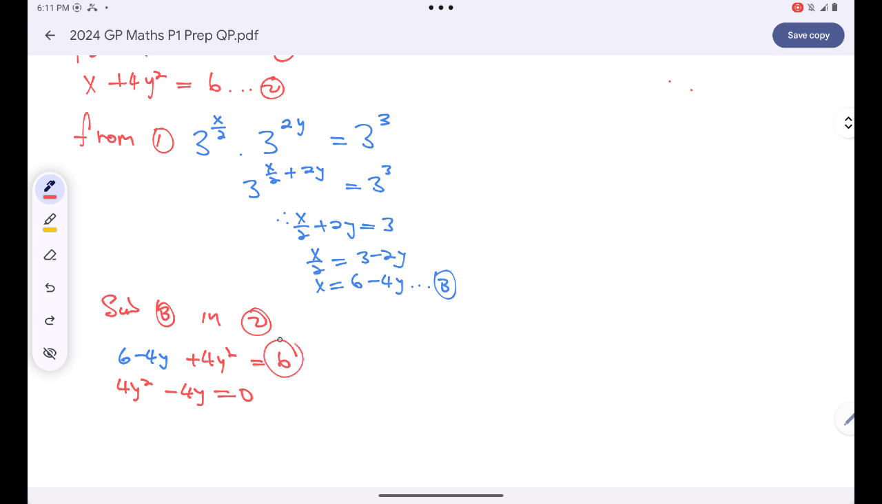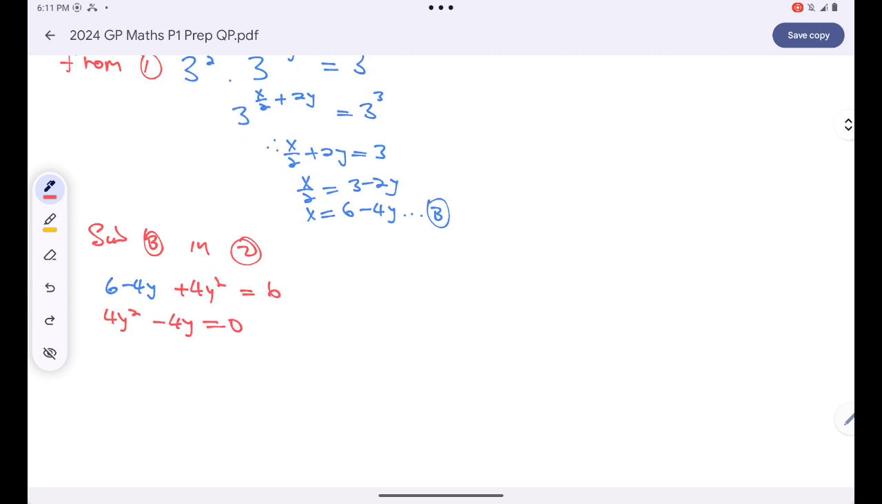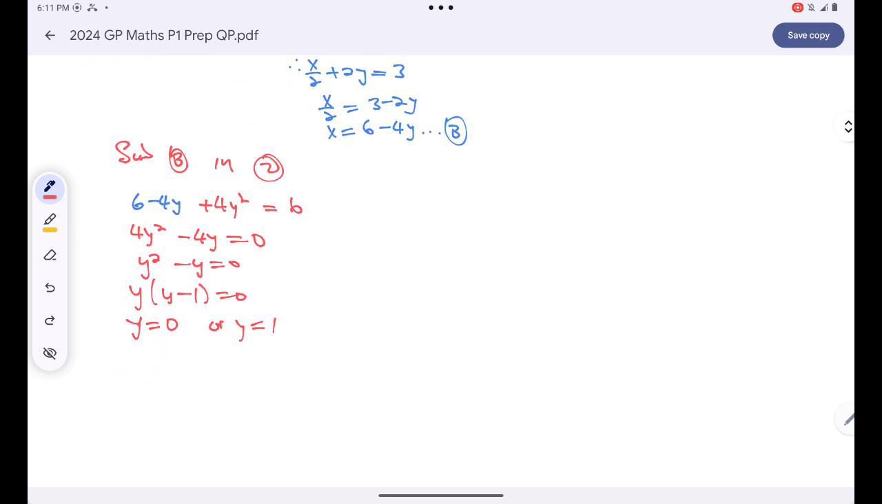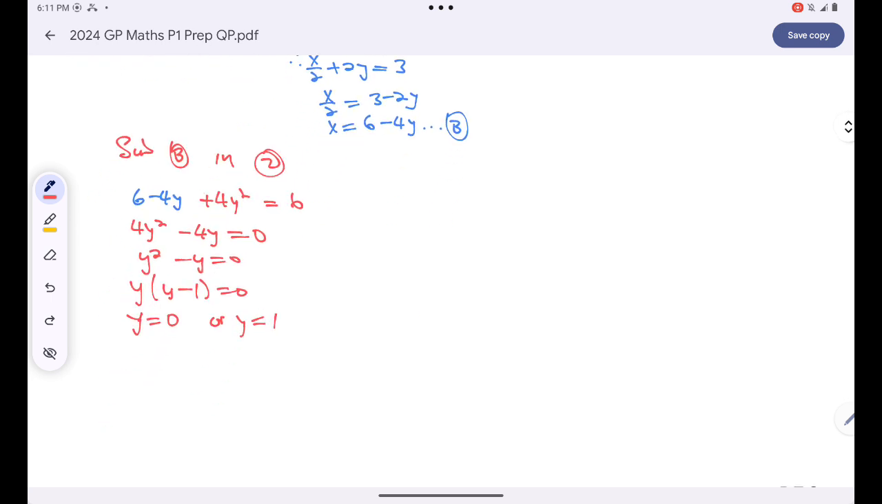Because if I bring the 6 to the other side, I'll end up having 6 minus 6, which will give me 0. I can divide every term by 4. I'll end up having y squared minus y is equal to 0. Take out a common factor, then y times y minus 1 is equal to 0. Therefore, y is equal to 0, or y is equal to 1. After finding the values of y, I must just go and find the corresponding x values.